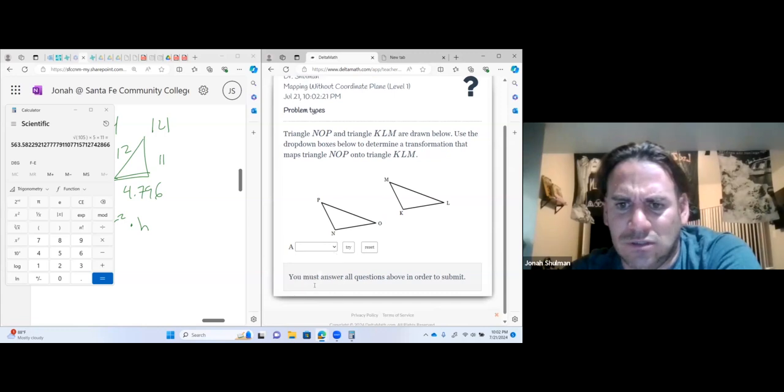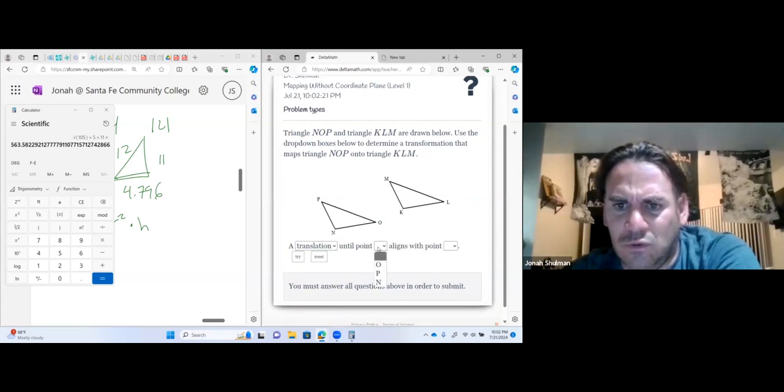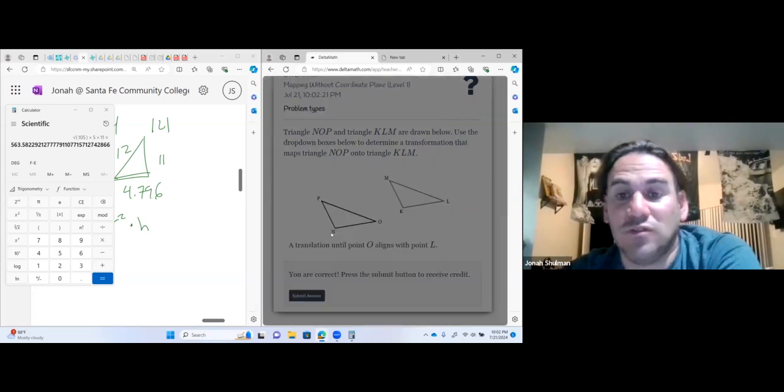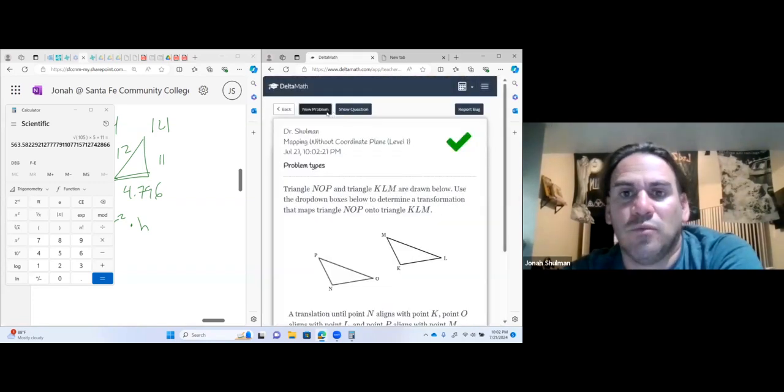This is a translation until point. So we translate until L matches to O, till O matches to L. Nice. It's got to be the end of it. Wow, these are wild. Let's try one more.